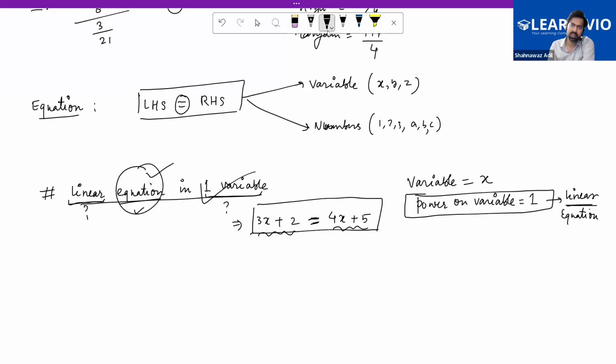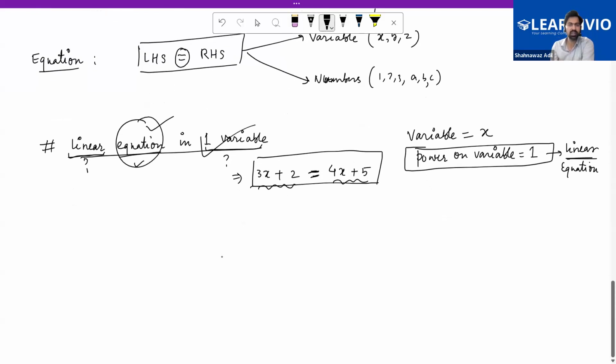Yes, sir. So how do we solve this linear equation in one variable? That you have done in your ninth. What is the first step? Bring the variables and the numbers to different sides. Absolutely correct. The first thing that we do is we simplify both the sides, if they can be simplified.